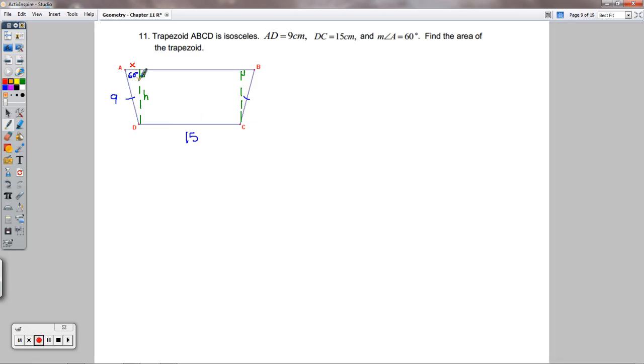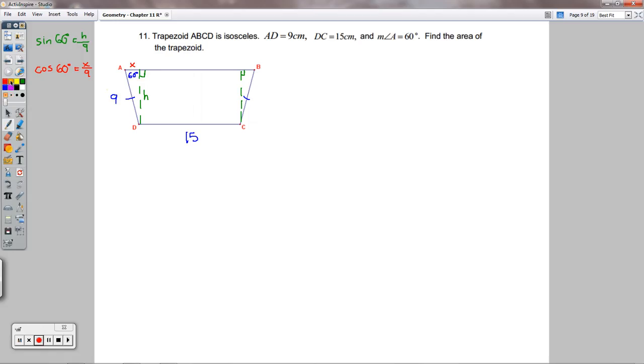If you're going to use the sine, cosine, tangent, you could say, I'll just write this off to the side. For h, you would have opposite and hypotenuse. So you'd say sine of 60 would equal h over 9. And for the x value, you'd use the cosine. This is adjacent. The x is adjacent. So cosine of 60 would equal x over 9. So if you're going to use trig to solve for x and h, use those two things.